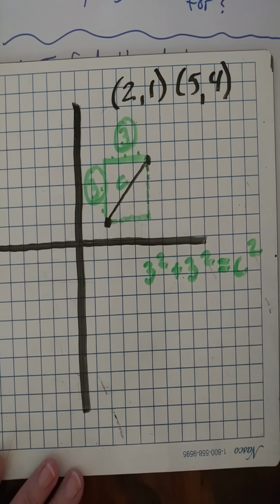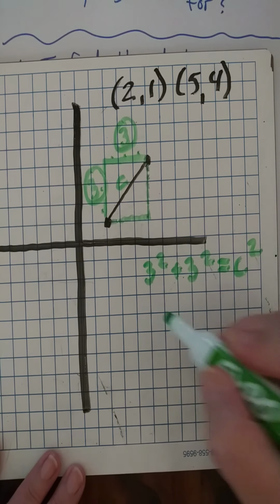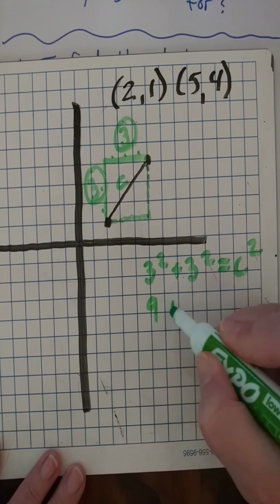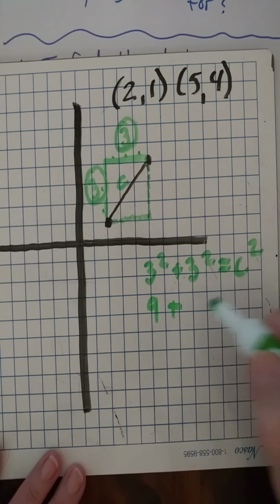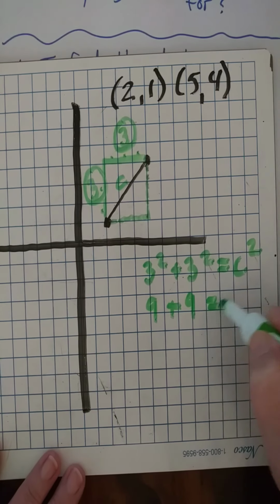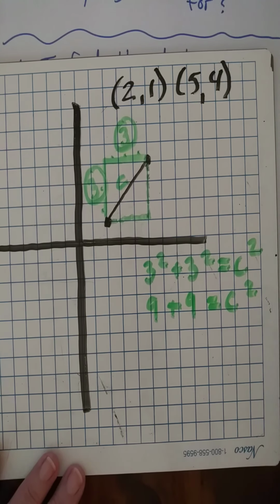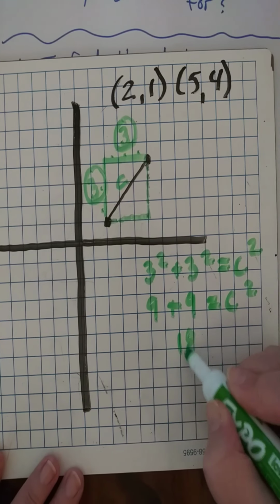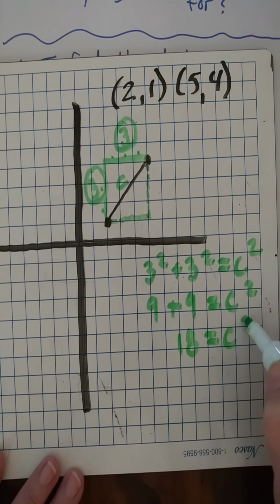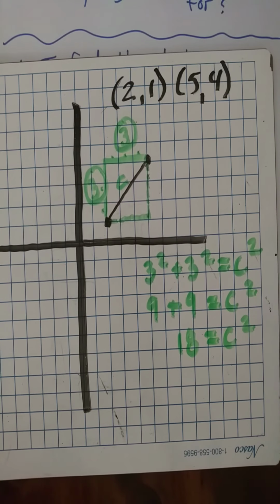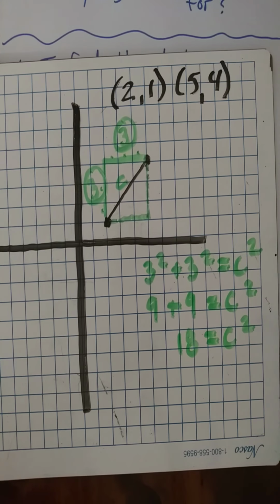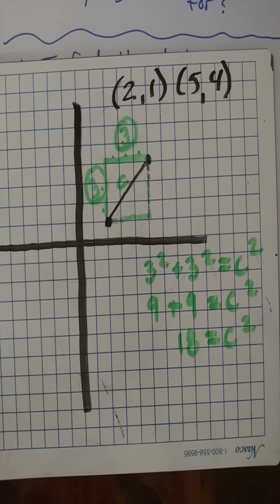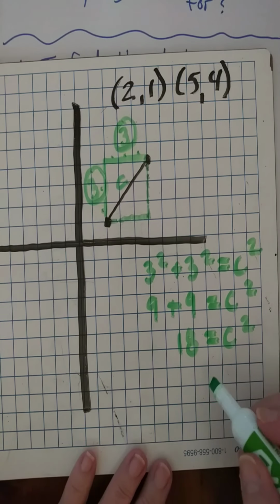Okay, now I can simplify those numbers. 3 to the second power is 9. Plus 3 to the second power is 9. This over here is still C squared. All right, let's add this up. 9 plus 9 is 18, still equal to C squared. Now you're going to need your calculator because remember 18 is not a perfect square and we need to find the square root, so you'll need a calculator at this point.